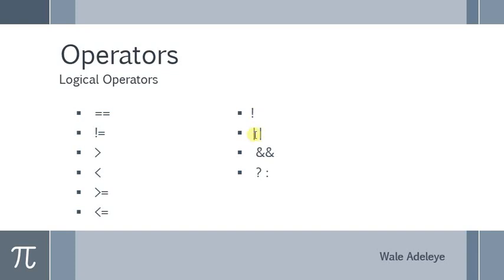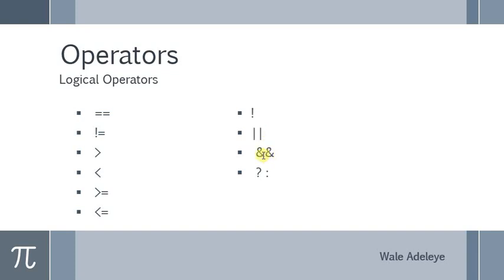And when you have this one, the double pipes, it gives you or. So it checks what you have on the left. If what you have on the left is true, or what you have on the right is true, if either is true, then it returns true. But if they are both false, then it returns false.